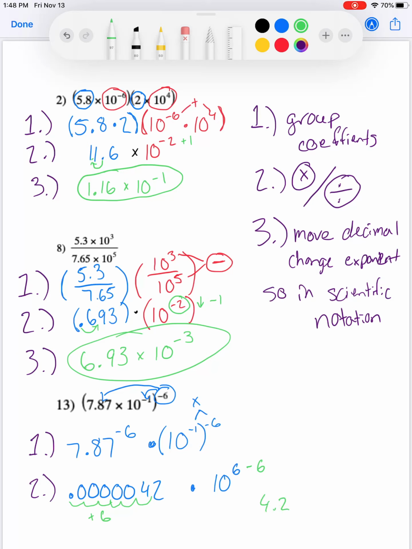So what I'm left with in the end is 4.2 times 10 to the 0. And that would be my final answer.